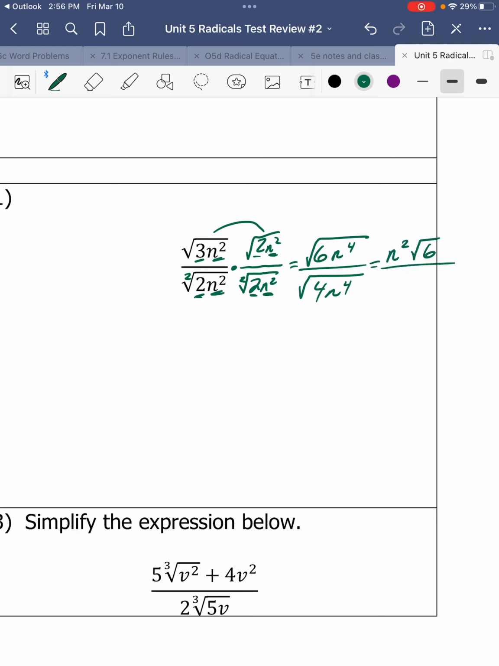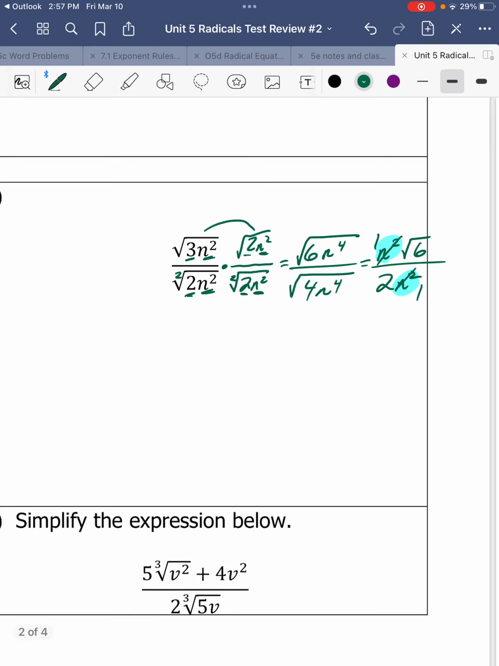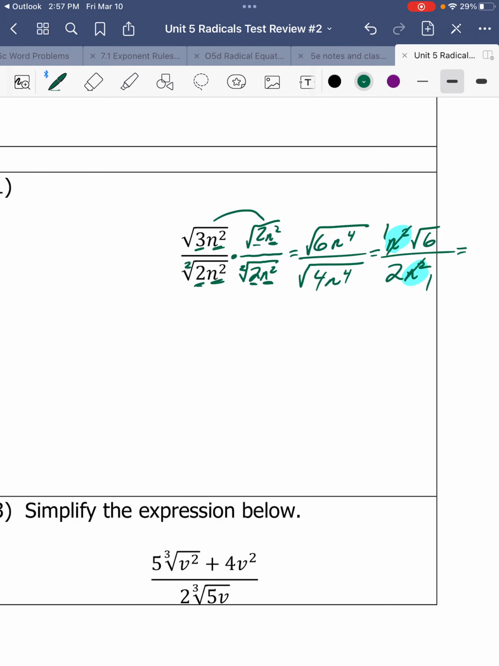We have the square root of n to the fourth, which is n squared. And then in the denominator, square root of 4 is 2. Square root of n to the fourth is n squared. Now, the last step here, we have n squared and n squared out in front. And n squared divided by n squared is technically 1. But I'll show you. And then 1 times the square root of 6 is square root of 6. And 2 times 1 is 2.